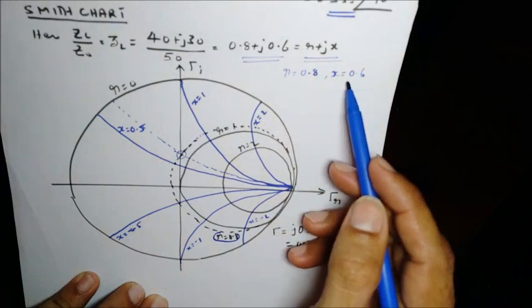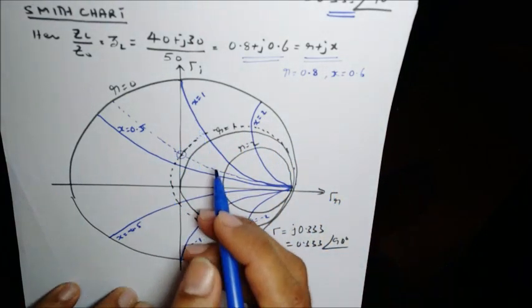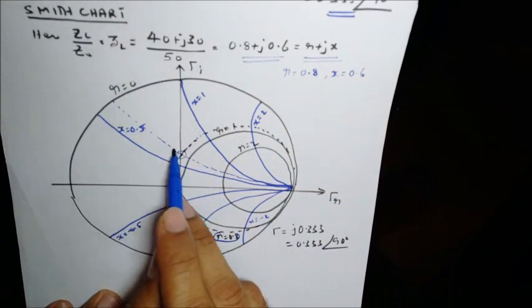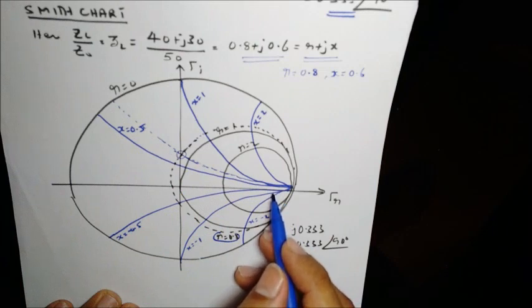And x equal to 0.6. Again, x equal to 2, x equal to 1, x equal to 0.5. So x equal to 0.6 will be somewhere here, the dotted one here. And x equal to minus 0.6 will be somewhere here.